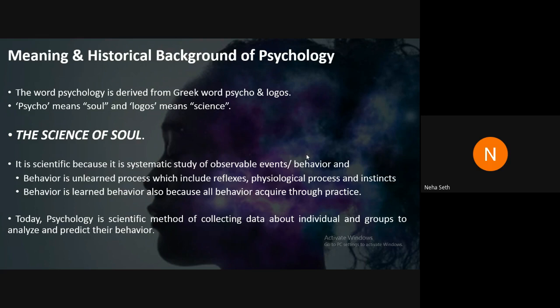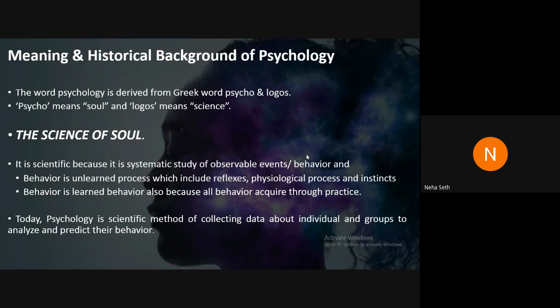So in all, we can say that it is something which is scientific in nature, and we call psychology a science because it is a systematic study of observation and events. Or we can say it is the study of observable behavior of people. This behavior can be unlearned behavior. This behavior can be learned behavior.